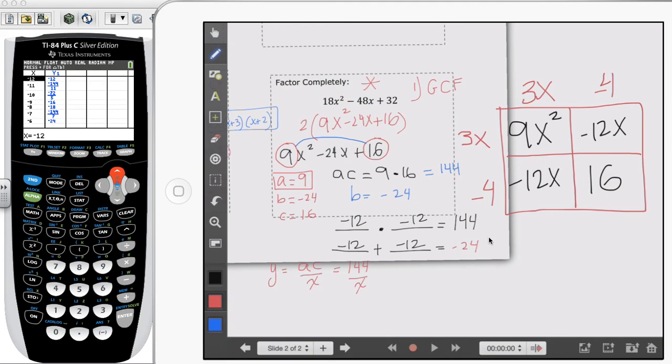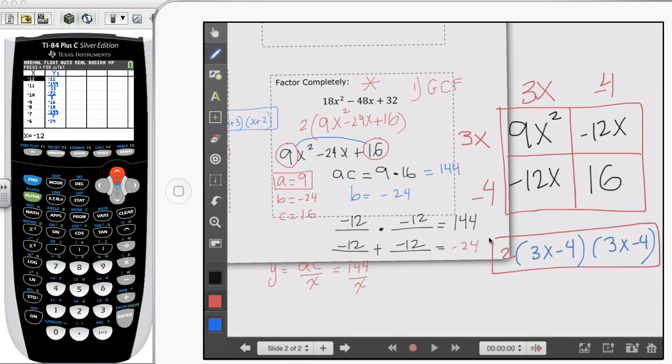Then my two factors, as you can see, are going to be the ones on the top and on the side of your box. Then my factors are 3x minus 4 and 3x minus 4. Okay? Now don't forget that you factored 2 out from the beginning, so I'm going to put it over here, and that would be my final answer.